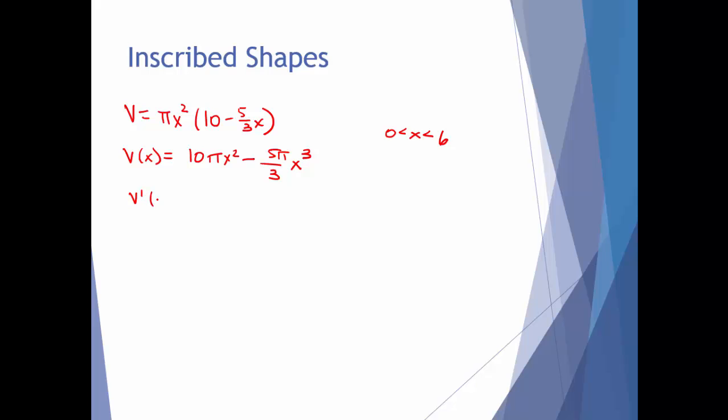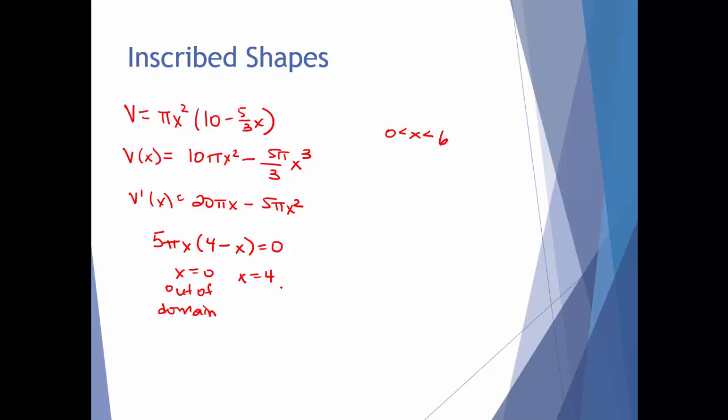So the derivative with respect to x is going to be 20 pi x minus 5 pi x squared. And we're going to find the critical numbers for this. So we are going to set it equal to 0. So I'm going to factor out a 5 pi x from each one of these. And what I'll get is 4 minus x equals 0, which has two solutions, x equals 0 or x equals 4. X can't really be 0 because then you wouldn't have a cylinder, so we're going to call that out of domain. So x equals 4 is my critical number.